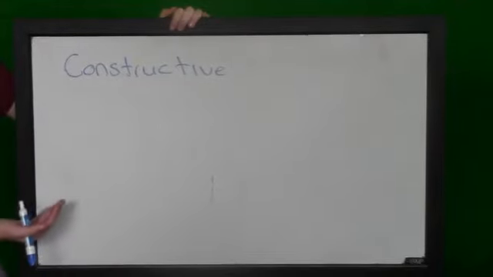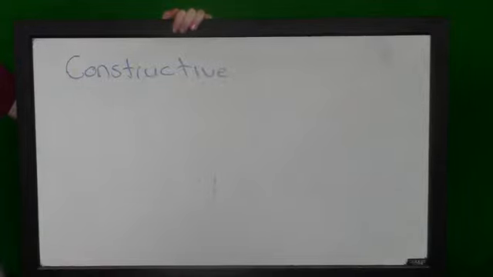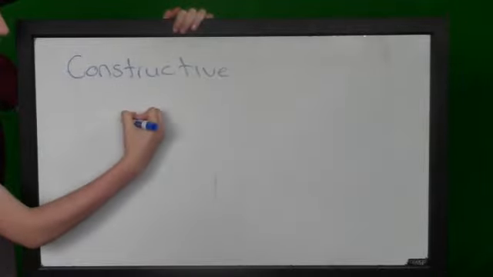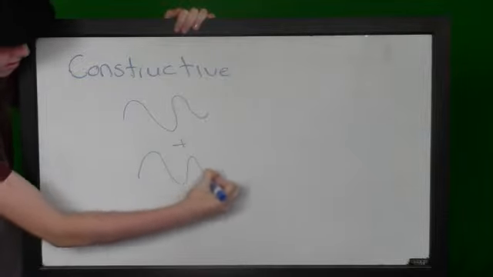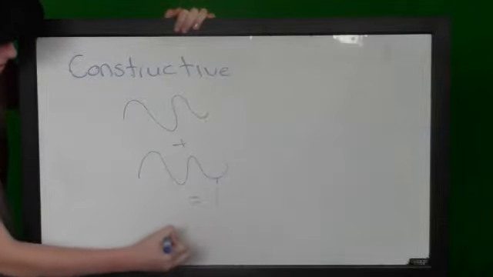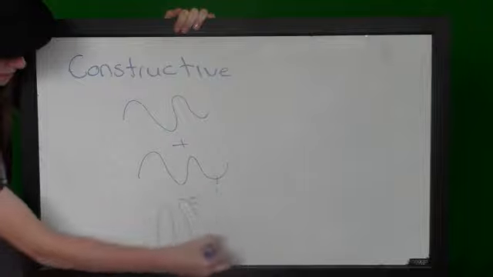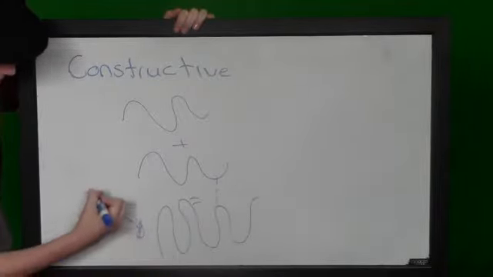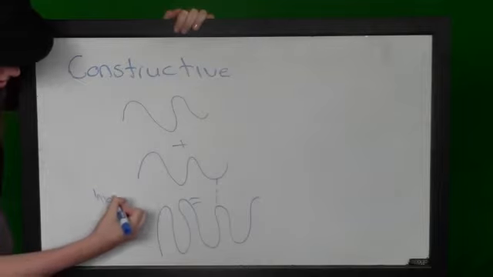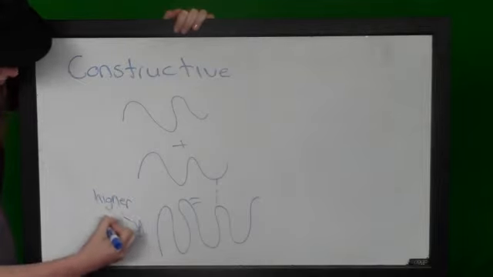Now, for constructive waves, this is when the same waves add together to create a higher amplitude than the original waves. An example of this could be one wave and an equal wave, making a completely different wave with higher amplitude. As you can see, this wave has a higher amplitude.